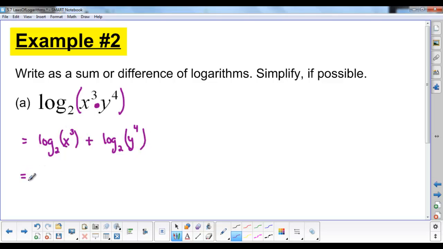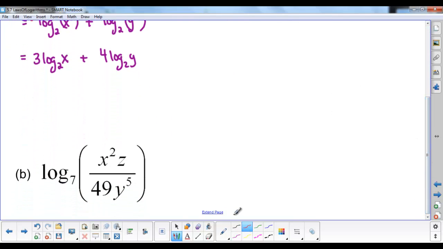Okay, and we can simplify that even further because each of these arguments have an exponent, and we'll use the power law here to change those exponents into coefficients. So I can simplify further and call this 3 times log base 2 of x plus 4 times log base 2 of y. Okay, let's move down to example B.